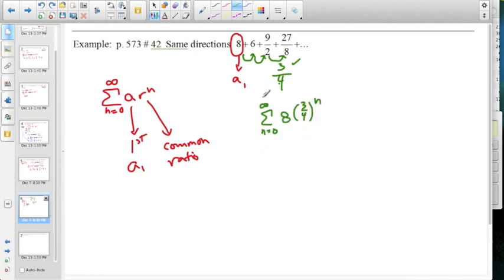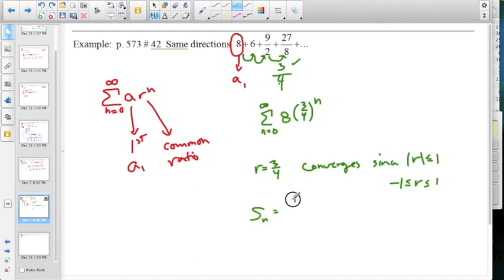Now we can go ahead and determine whether or not we have convergence or divergence. So we know we have an R of 3/4. We know that converges since the absolute value of R is less than or equal to 1. So again, we have that R being trapped between -1 and 1, and it is. And so we can go ahead and find the sum.